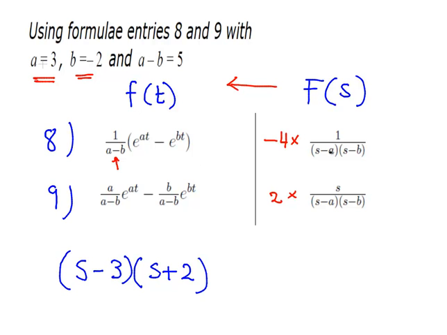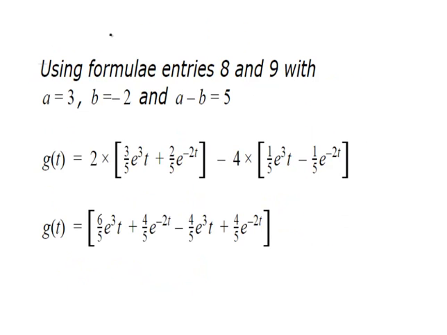So we have a, we have b. It's actually all we really need, the a's and the b's, and also these coefficients of multiplication, don't forget them. But as soon as we have the a and b values, we're pretty good to go. So on the next slide, we have 2 times a over a minus b. That's 3 over 5.